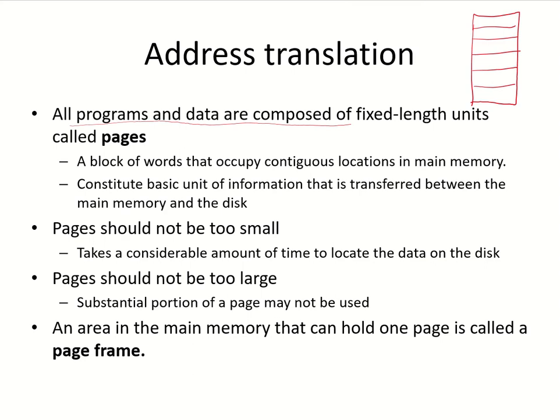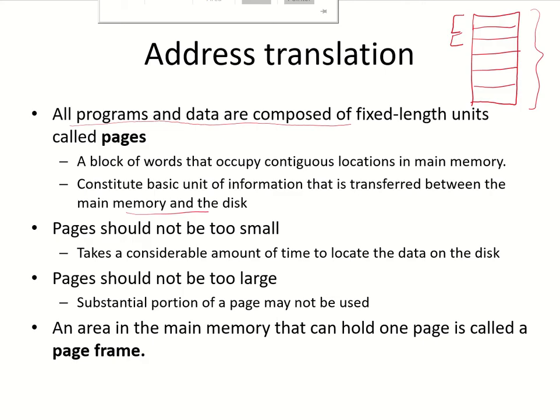And what are pages? They are nothing but a block of words which are occupying contiguous locations in the main memory. So this is a block of words. So this is called a page. This is another page. And this is the basic unit of information that can be transferred between the main memory and the disk. So now these virtual pages which are being referred to by the processor, they are kept in the secondary storage.